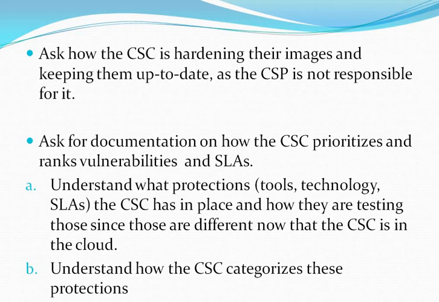Ask for documents on how the CSC prioritizes and ranks vulnerabilities and SLAs. So if you scan with your vulnerability tool and find many vulnerabilities, how are they prioritized: priority 1, priority 2, priority 3. Priority 3 vulnerabilities can be mitigated in 60 days, 90 days, priority 2 within a week, priority 1 within 2 days, 3 days, like that. How does that categorization happen at the different levels, and who is responsible for what.